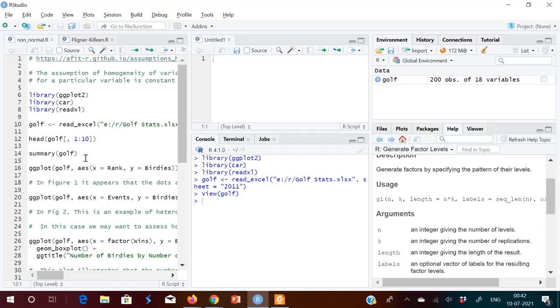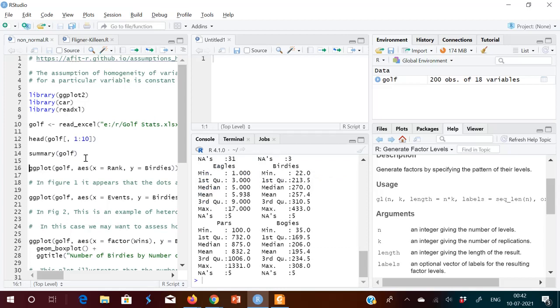Now you can see the head, and the summary also. Just type summary, and you can see the summary of different columns.